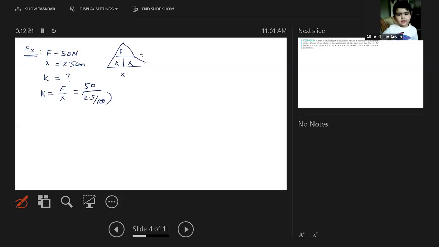Why do I divide by 100? To convert it into meters. So this is 2000 Newton per meter.